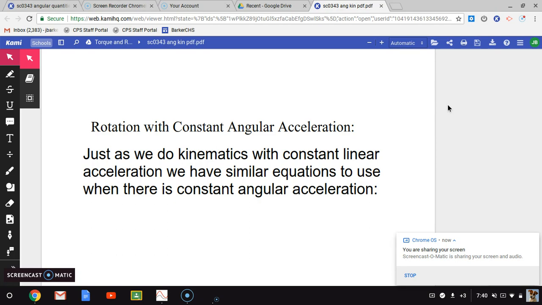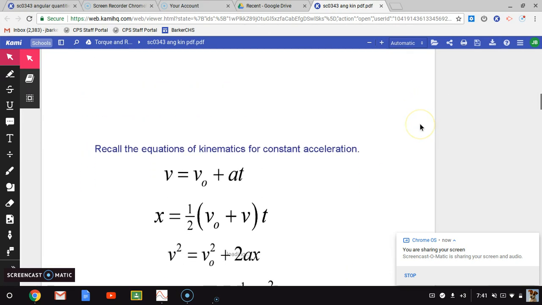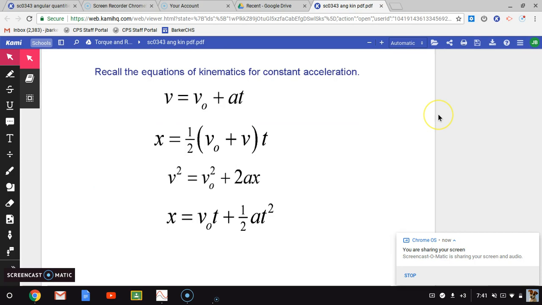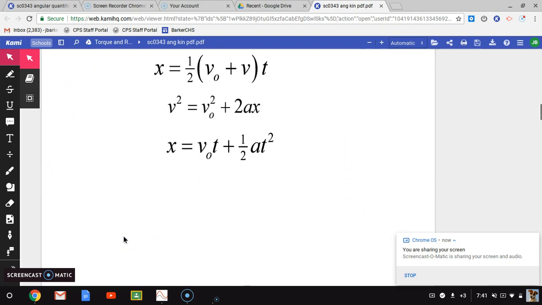So we've looked at our angular quantities, and now we want to talk about how we can do kinematics with the angular quantities. Just like we do kinematics problems with constant linear acceleration, we have similar equations to use for constant angular acceleration. You're very familiar with our set of equations for constant acceleration: our equation for v, equations for x, and equations without time in them. So that's our full set of equations that we can use.